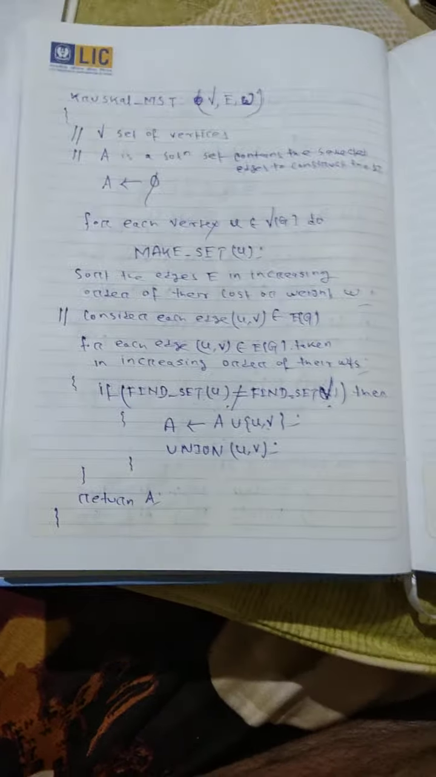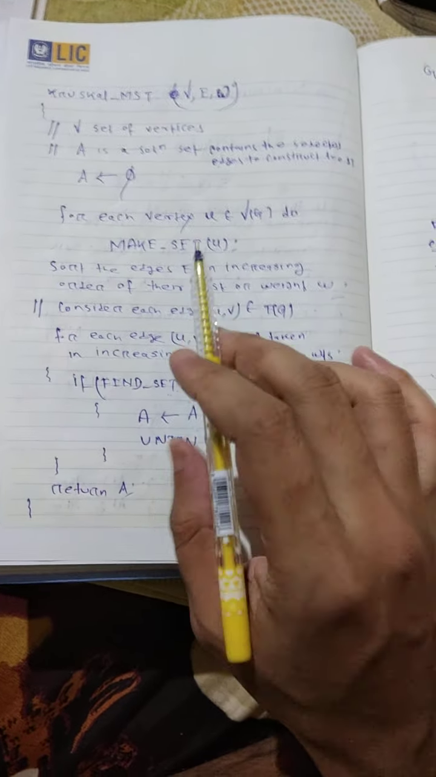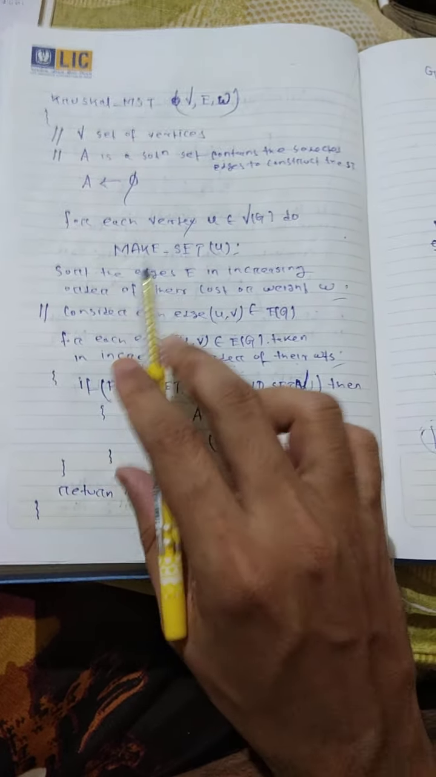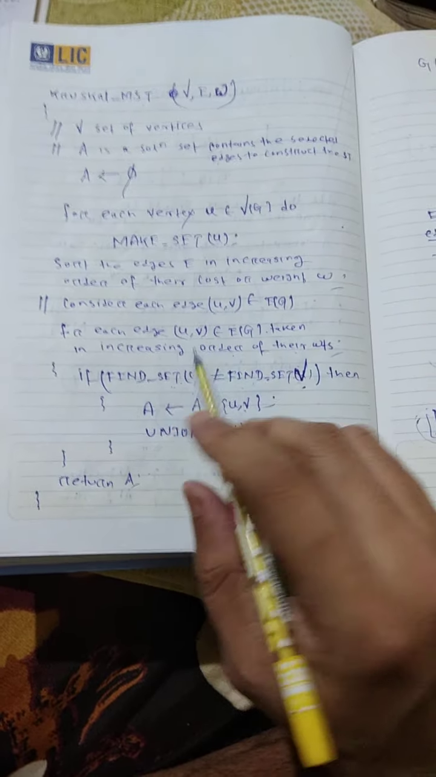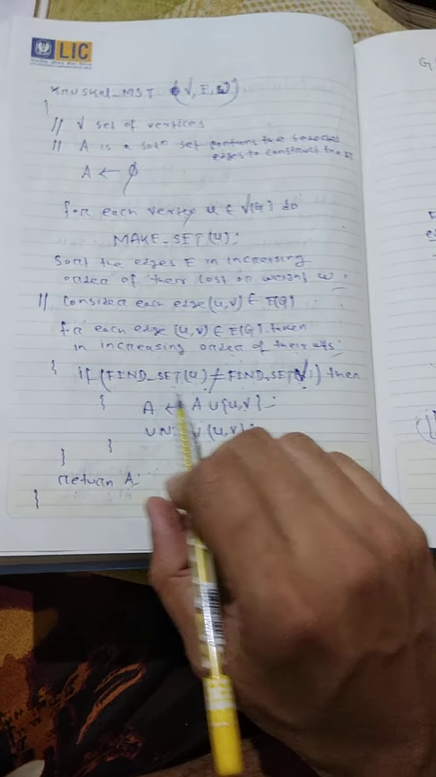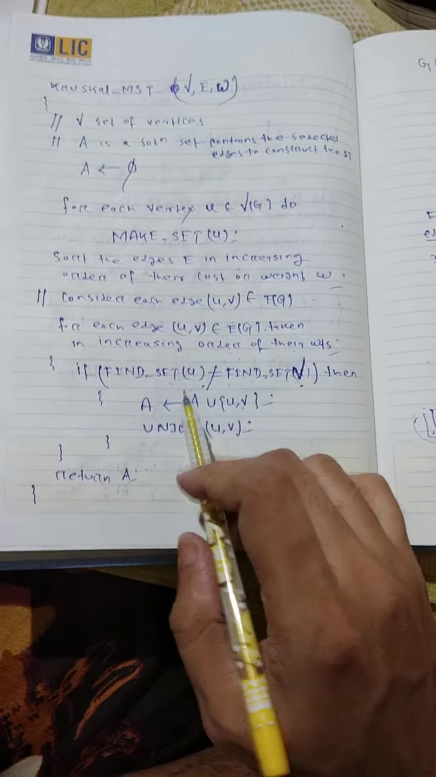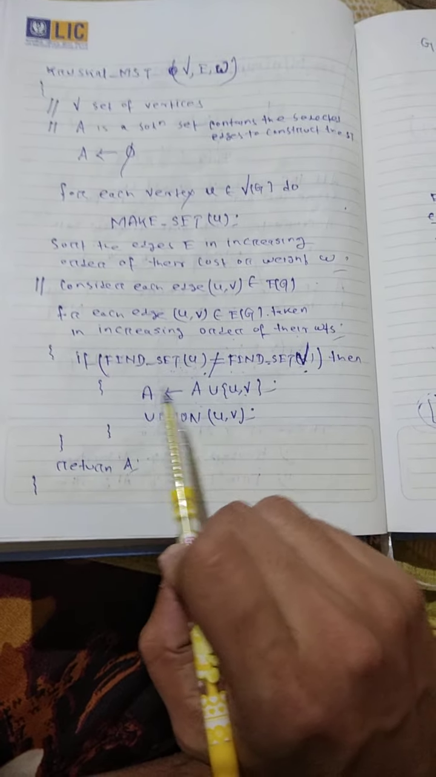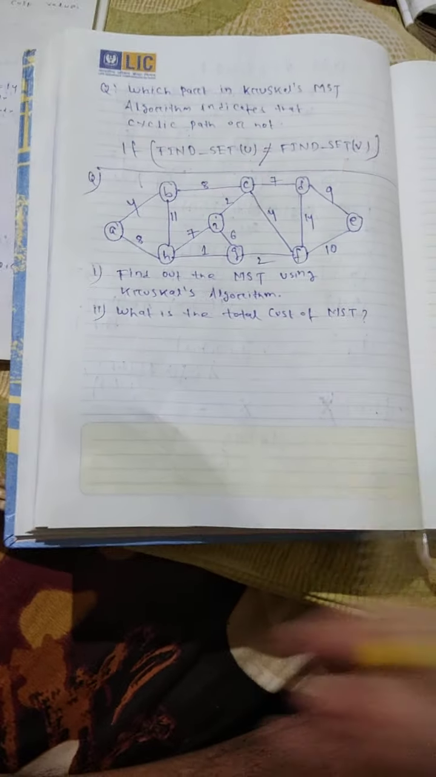Okay, so what are the steps? We already know that we have to arrange the vertices, then according to the disjoint set, make set will be called. Then sort the edges according to the increasing order of their weight, then process each edge. If find set is not equal, that is, if it is disjoint, then the edge is added to the solution and a union operation is performed. That was already discussed, so let's solve this question.